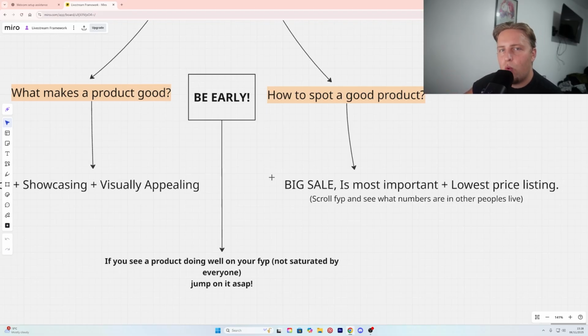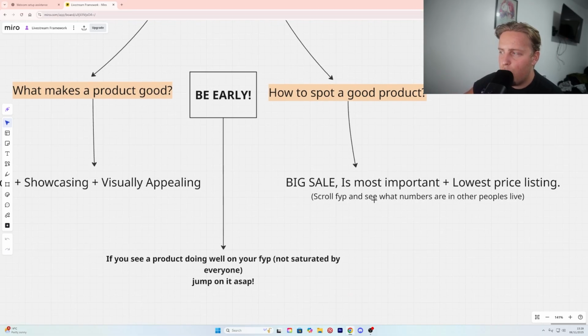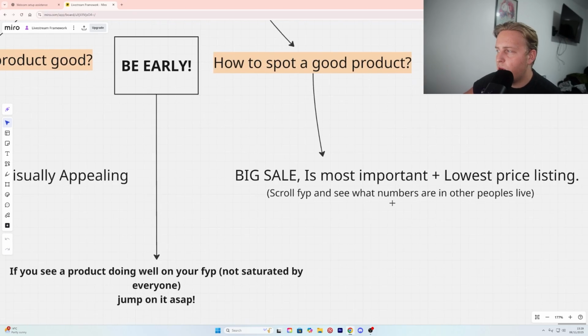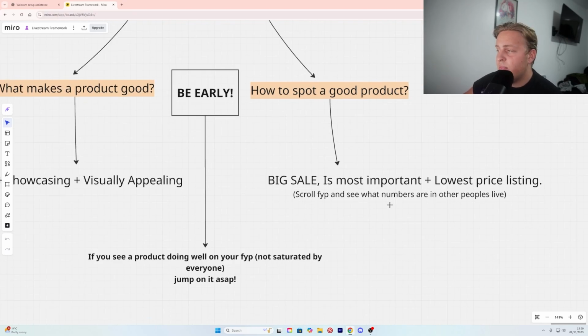And one thing you all have to understand: scroll your For You page and see what numbers other people are doing in their lives. Let's say you join a live and you see some sort of back massager towards the middle of November, and you think, that's really good. There's 100+ people in here. I've only seen another 1, 2, 3 creators on TikTok doing this product right now. It doesn't seem crazy saturated.